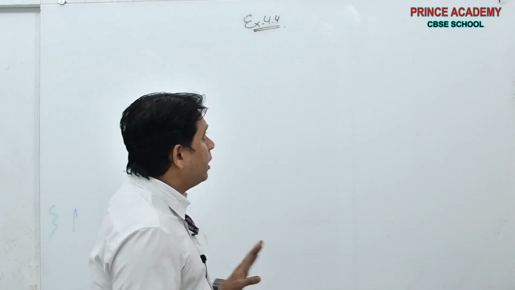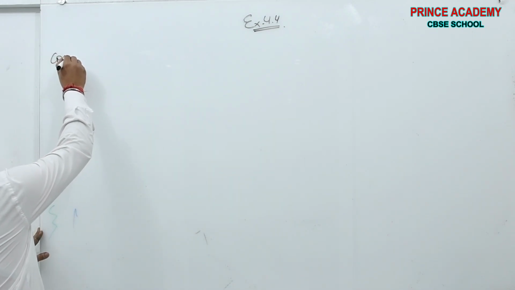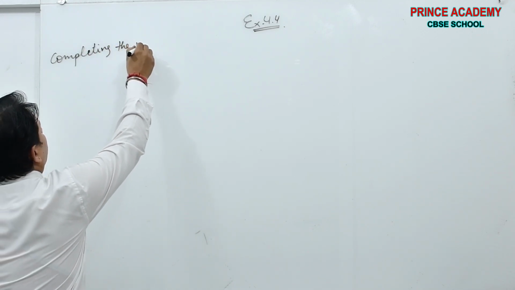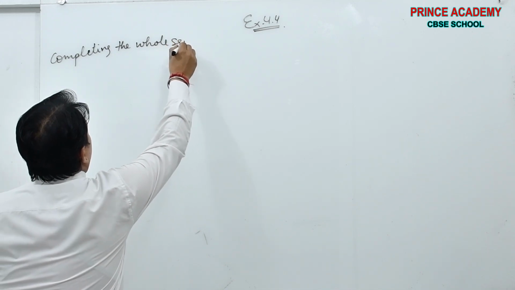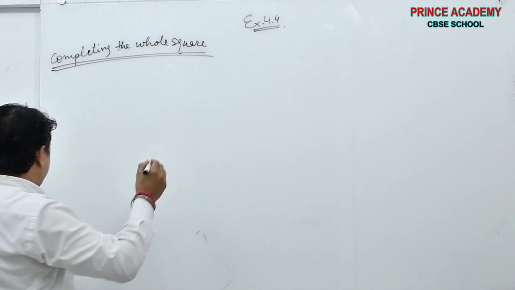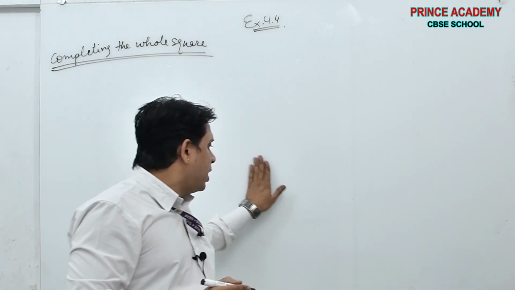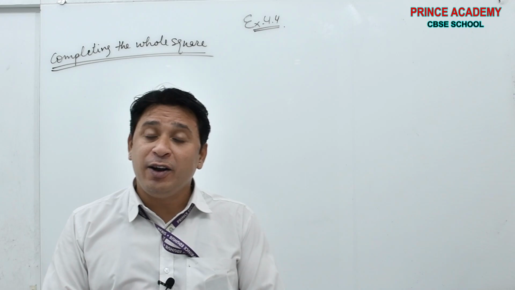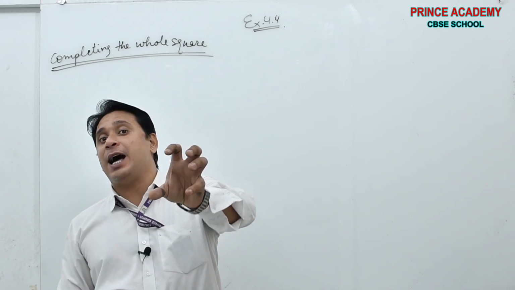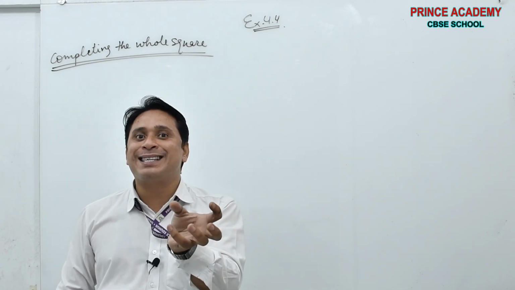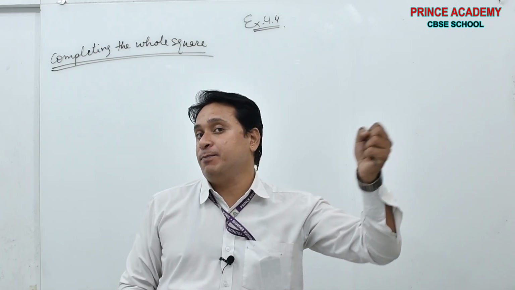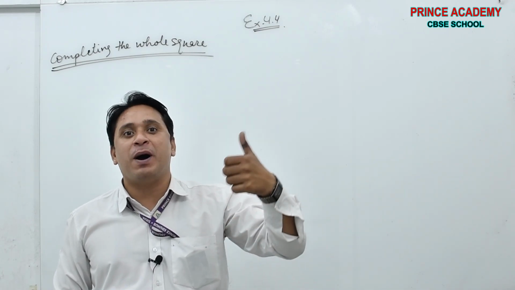See, completing the whole square. What does that mean? It means whatever kind of question or equation or statement is given, you have to transform one side in the form of whole square of something by hook or by crook.